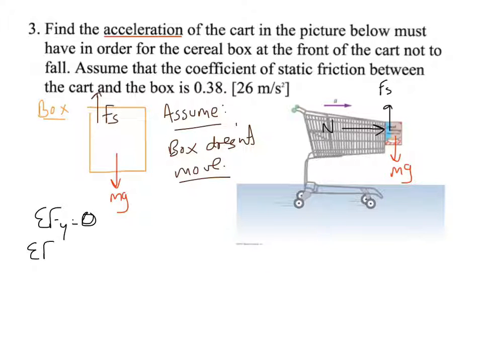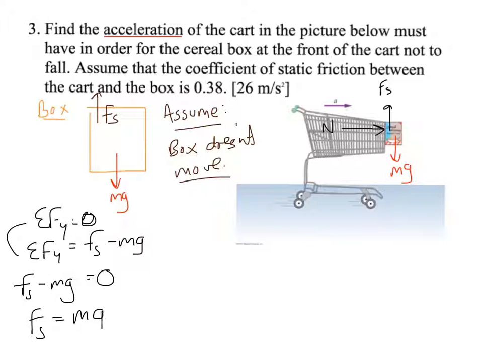But we can say the net force in the y direction can be summed up as static friction force acting upwards and the weight force acting downwards. So static friction force minus mg equals 0, and therefore the static friction force has to equal mg. I think you probably could have seen that coming.